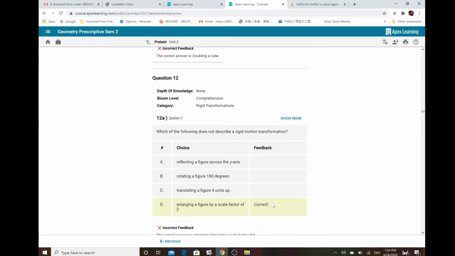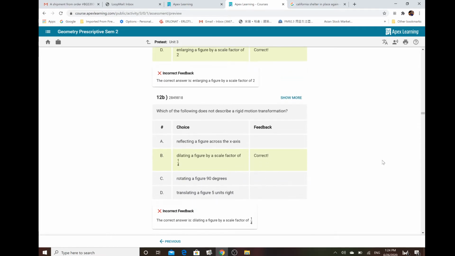So mainly this whole chapter or unit is all about transformation. So the rest of the problems here are all about transformation. Which one of the following does not describe a rigid motion transformation? Enlargement. Anything that's enlargement, like making it bigger or shrinking, is not considered a rigid motion. The rigid motion guarantees that no matter what kind of transformation you do, the original shape is going to be the exact same size as the one after you transform. But the enlargement, enlarging a figure by a scale factor of 2, is not considered part of the rigid motion transformation.